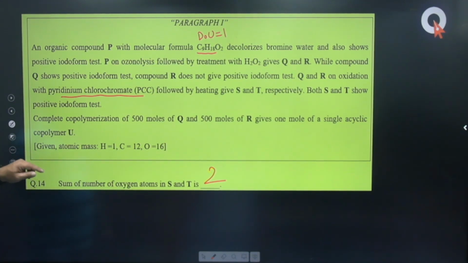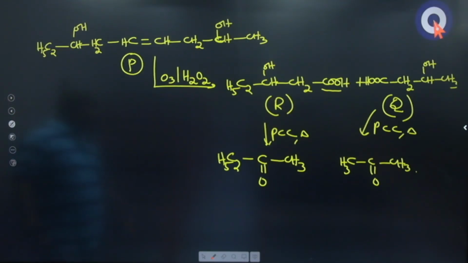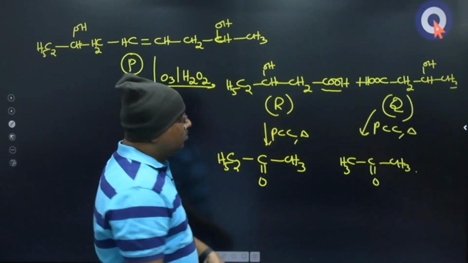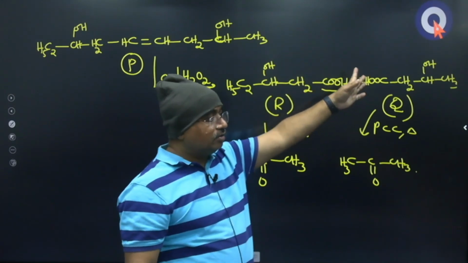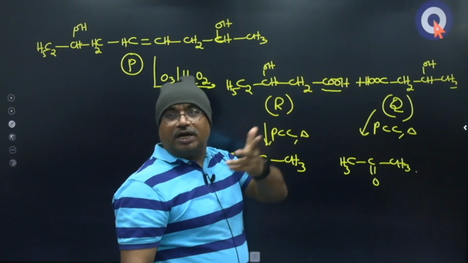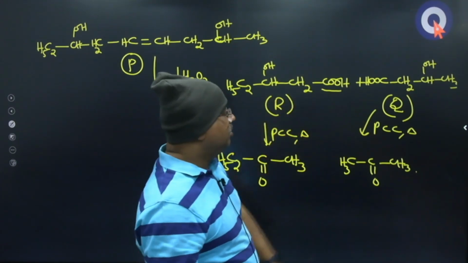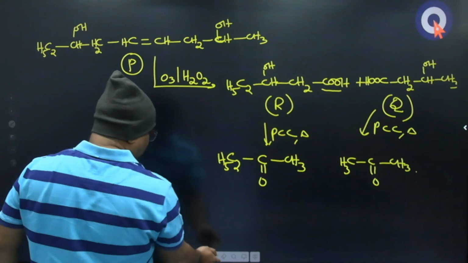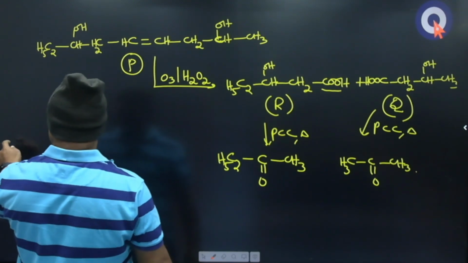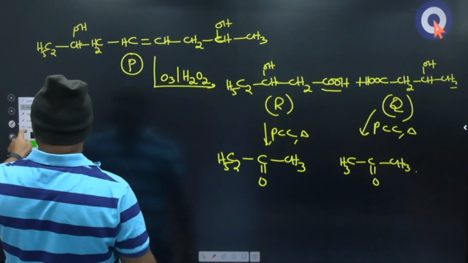Then polymerization of Q. Another question is also there, a continuation to this. 500 moles of Q and 500 moles of R. So 500 moles of this and 500 moles of this, Q and R, because it is alcohol and acid. So it is already poly beta-hydroxy, PHBV, which is there in our polymers chapter. So it is the same thing only. Actually, this question was framed based on that. So what is this one?